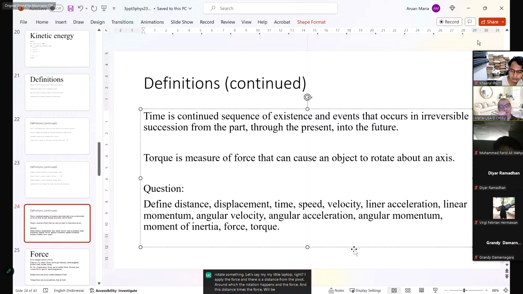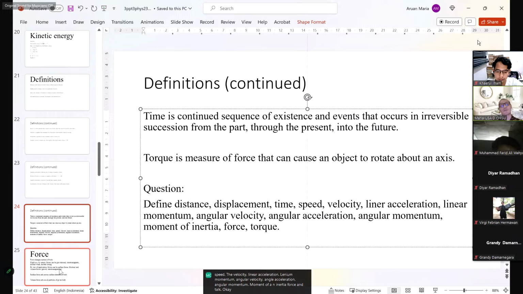We will deal with force a little bit later in more details. But here I would like you to explain in your own words the definition of those physical quantities, like distance, displacement, time, speed, velocity, linear acceleration, linear momentum, angular velocity, angular acceleration, angular momentum, moment of inertia, force, and torque.